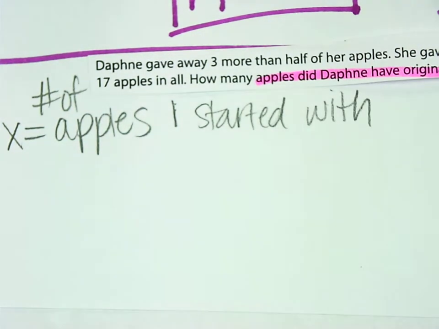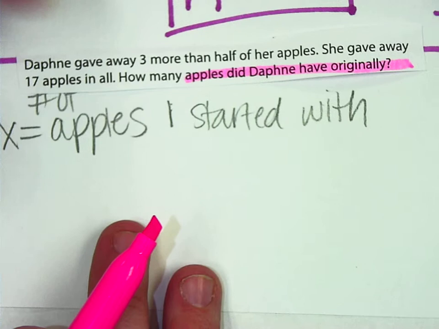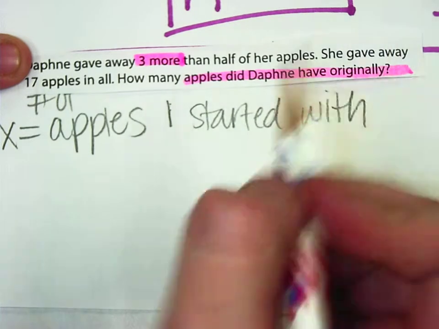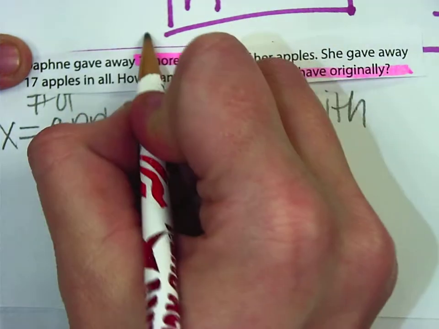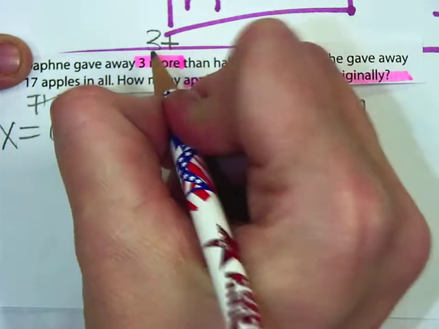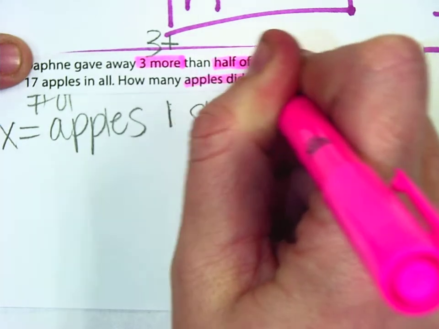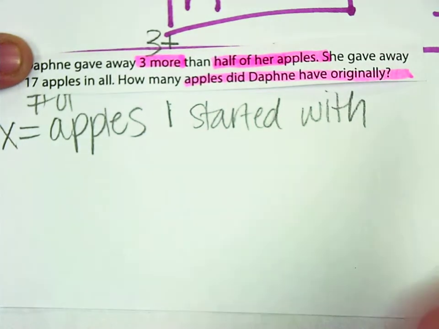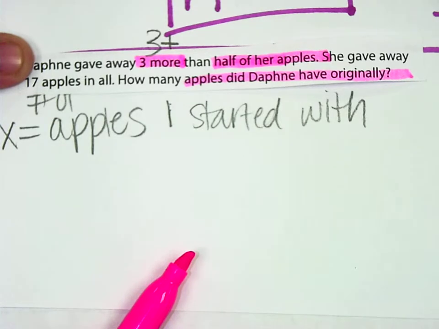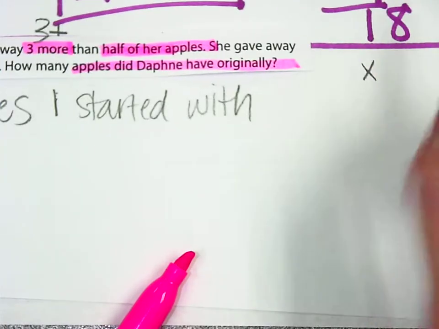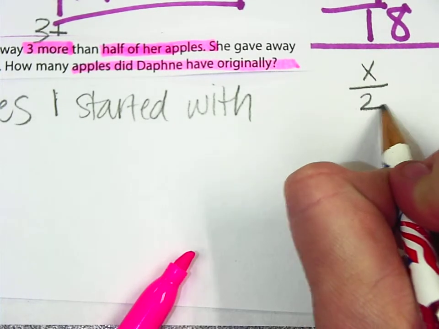Okay? So now I'm going to go through here and highlight the other stuff. So 3 more. More is your keyword for plus. So I have 3 plus. Okay? And then it says half of her apples. Well, this is kind of confusing. Do I know how many apples I have? No. But that's my X. But think about it. Anytime you want to take half of something, what are you going to do? You're going to divide it by 2. So how many apples do I have? I have no clue. So that's my X. If I wanted to find half of them, I was going to divide them by 2.